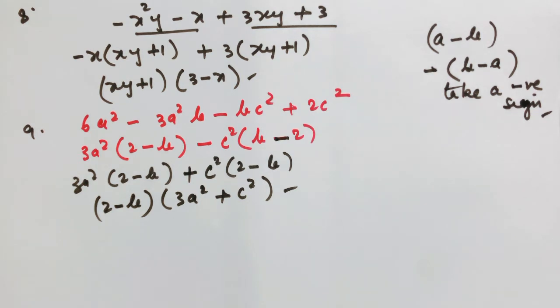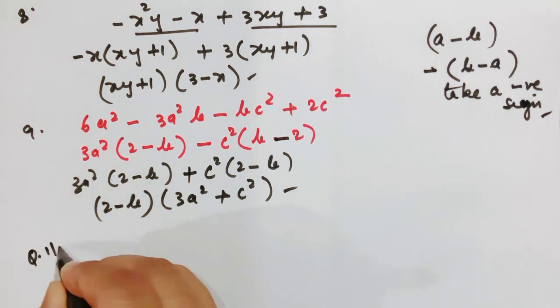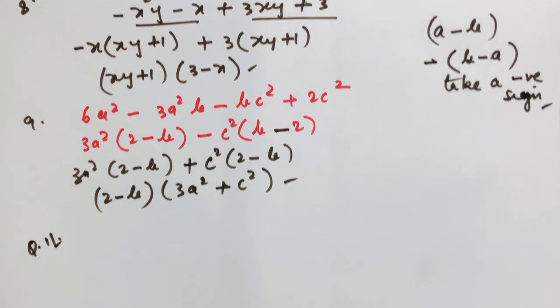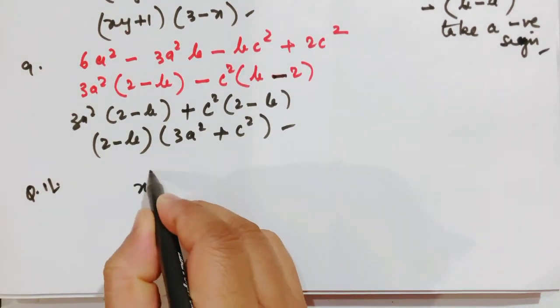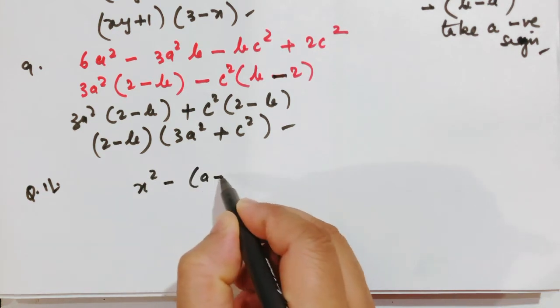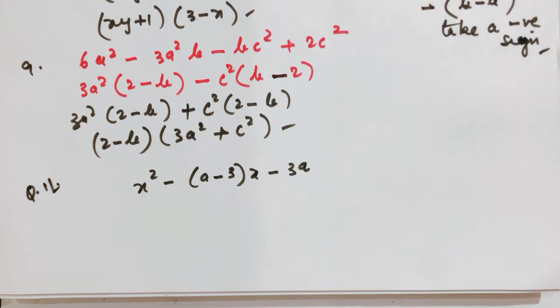Okay. Let us come to, I think number 10 you can do it. Number 11. Let us see number 11. What is there in number 11? In number 11 it has x square minus a minus 3x and minus 3a. Let's see.